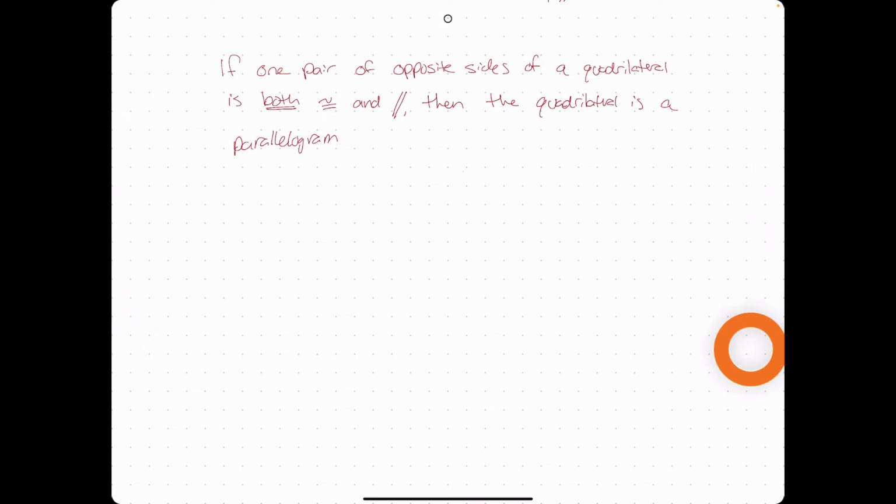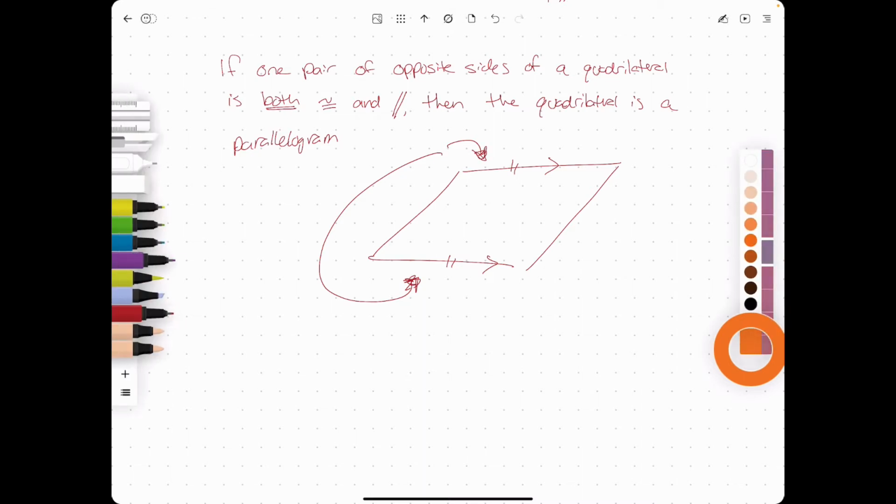So in other words, if I do a quick sketch, something like this, it says if one pair, just one pair, doesn't matter about the other. If I have one pair that is both parallel and congruent, automatically then, by this theorem, we have a parallelogram. So just because the top and the bottom are parallel and congruent, that will make the sides also parallel. A square is a parallelogram. Yeah, a square is a parallelogram. So everything under the chart is.